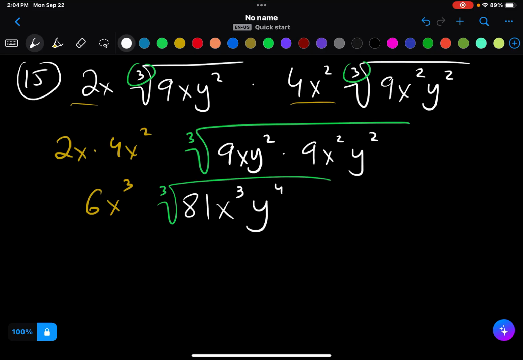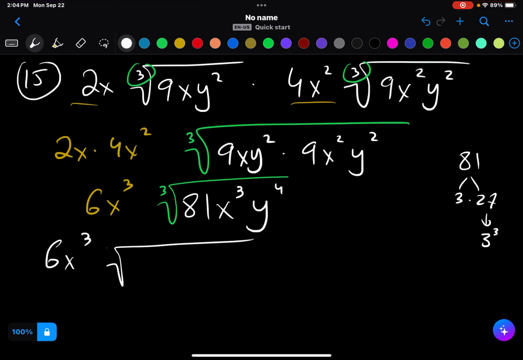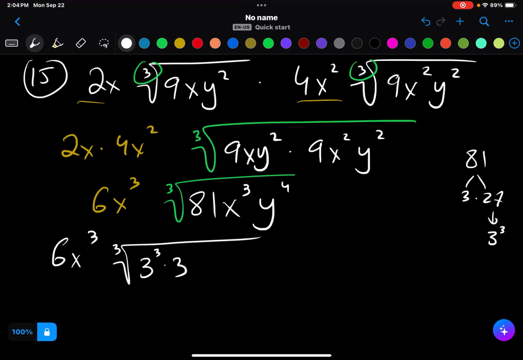This is actually not going to fully cancel out. You're going to get a partial cancellation because 81 cannot be written as anything to the power 4. But 81 can be written as 3 times 27. And you know that 27 is 3 to the third power. So what I can write this as, I'm going to keep the 6x to the third here just for a second. I'm going to write the 81 as 3 to the third power times 3.